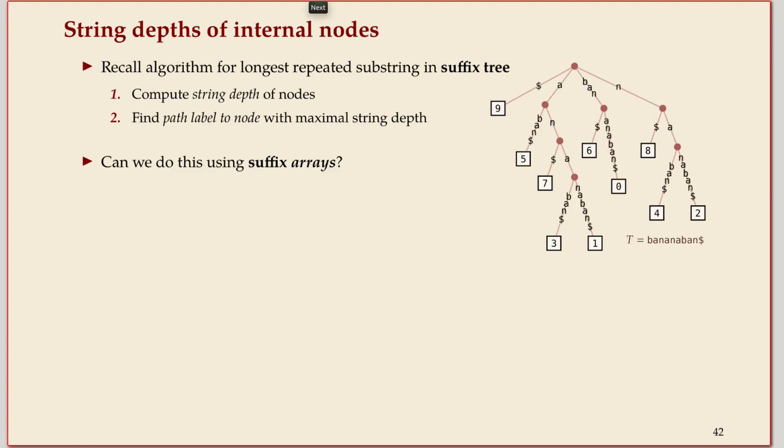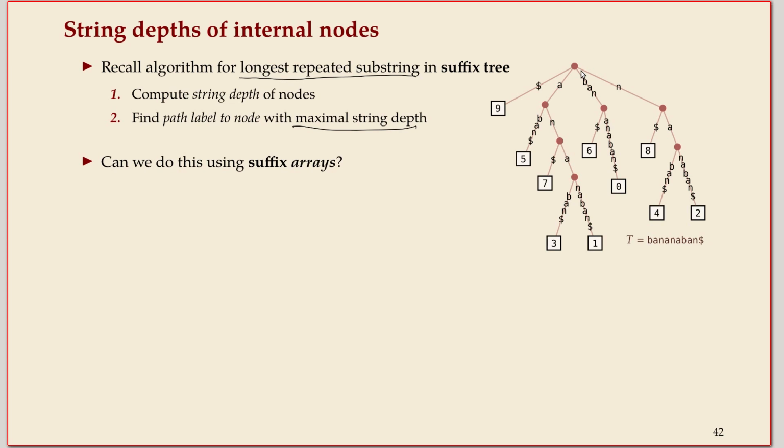And so here's how we did this. Our algorithm for the longest repeated substring worked as follows. You compute the suffix tree, like here in the example, and then you compute the string depth of all the nodes. And finally, you find a node with maximal string depth. So if you're only interested in the length of the longest repeated substring, you would just return the maximal string depth. And if you want the actual string that is repeated, you have to find the path to this internal node.